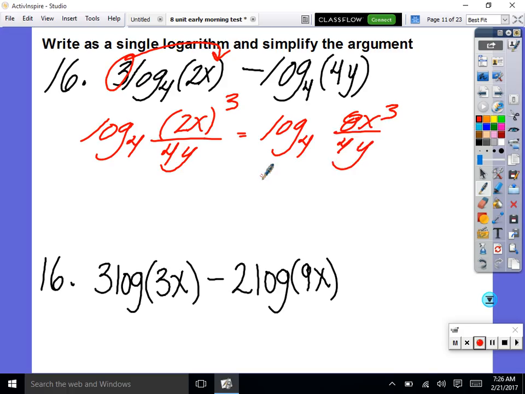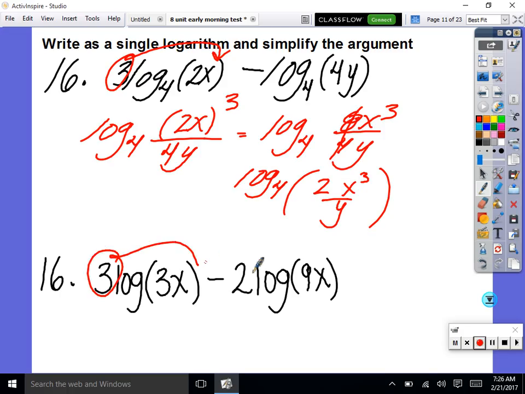People are stopping here on the test. So then that's log to the base 4 of 2, because those divide out, right? x cubed over y. That would be your final answer. People aren't simplifying on the test. So same thing here. You pull this up, bing bing, this up, and then you would distribute it through and then simplify. Pretty easy.